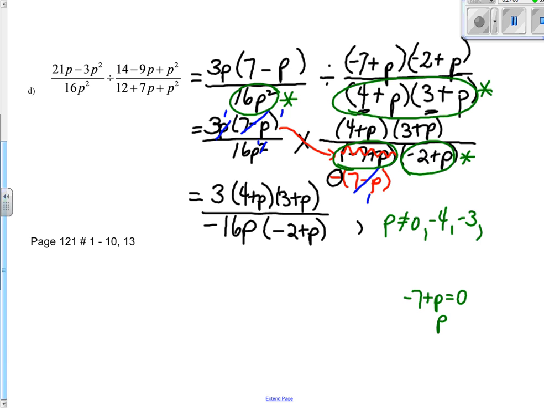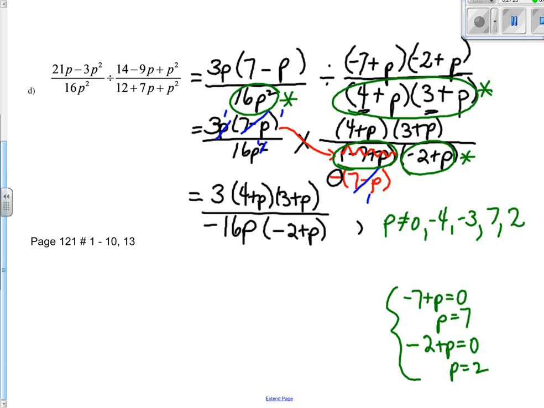So let's add 7 to both sides. Oh, there's one of my restrictions. P cannot be 7. My other one is where minus 2 plus p is 0. That's another problem. Add 2 to both sides. P is 2. Some people can see it immediately, what the restrictions are. Some of us have to do a little bit of algebra to make sure we've got it.